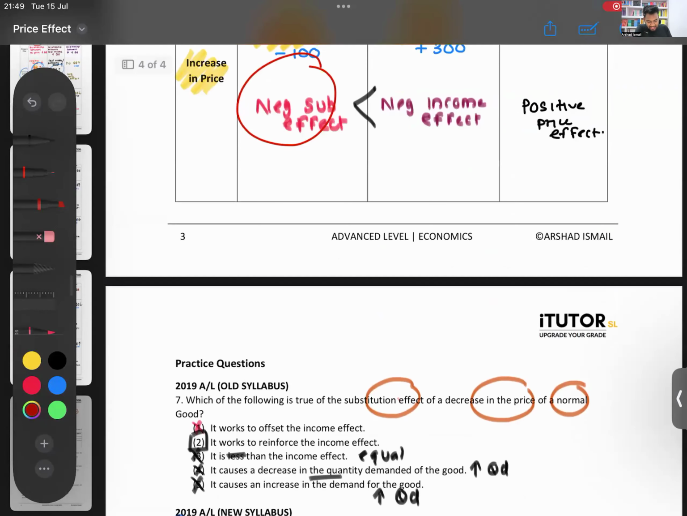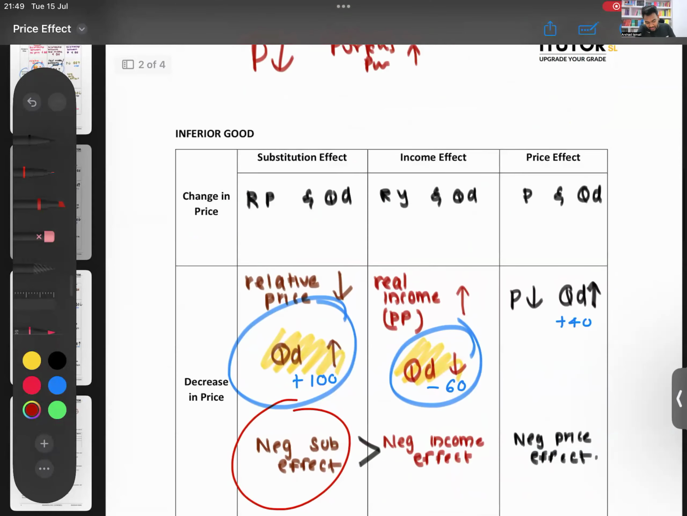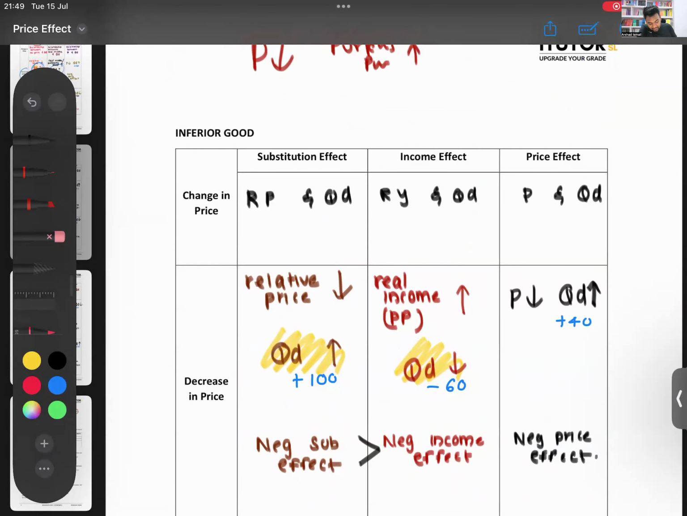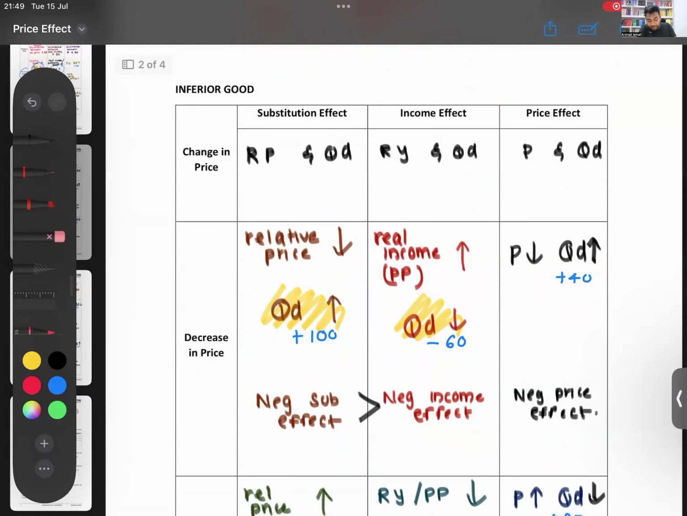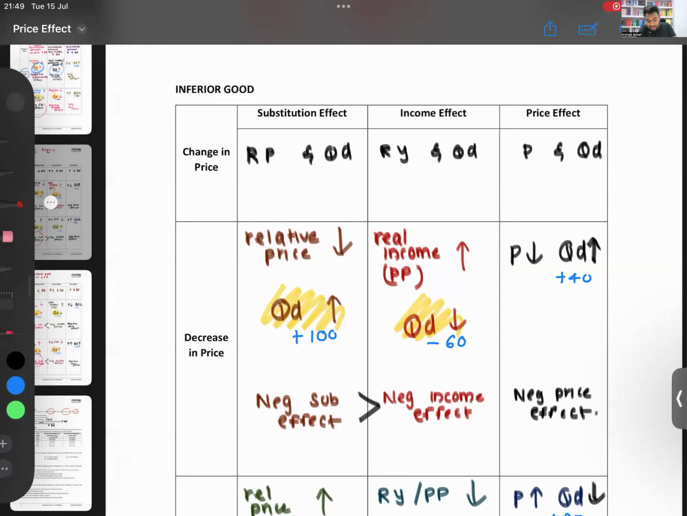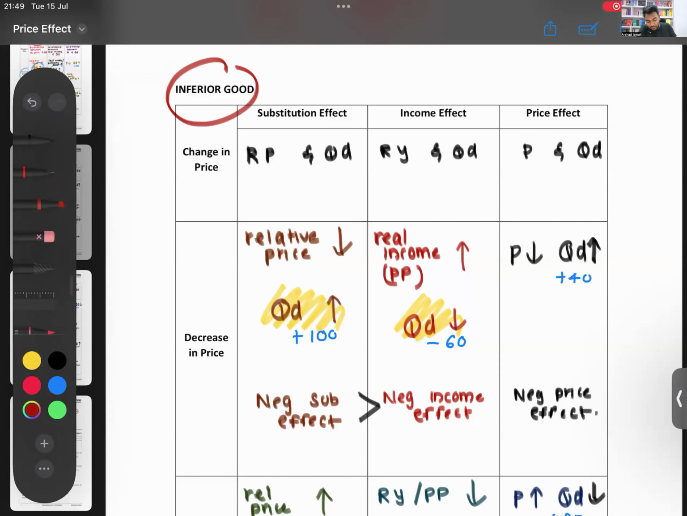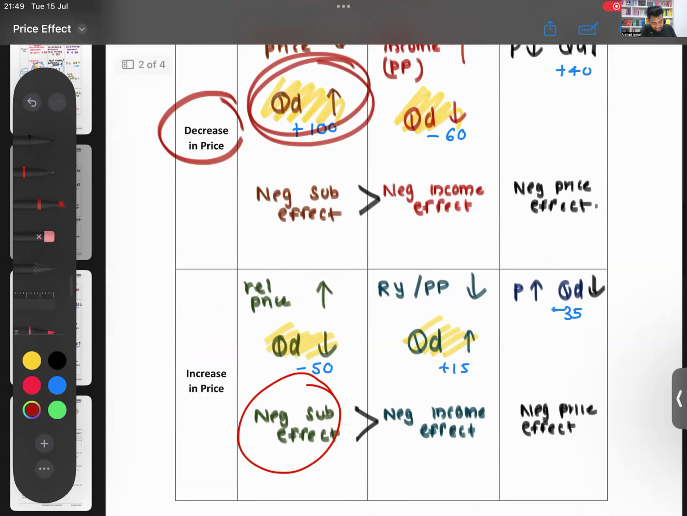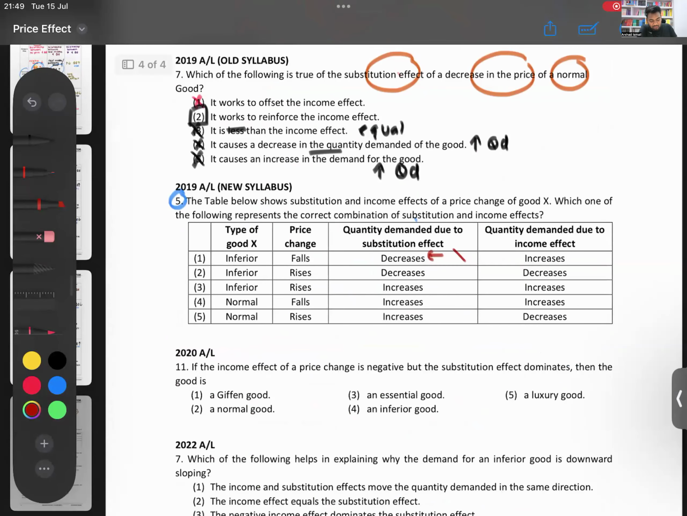We'll go and check. Inferior good. Price falls. Based on the substitution effect, what happens? QD increases. Inferior good, price decrease, QD increase, substitution effect. This one said decrease, no? That is wrong. Then I will not even check the second one. I'll cover that offline.